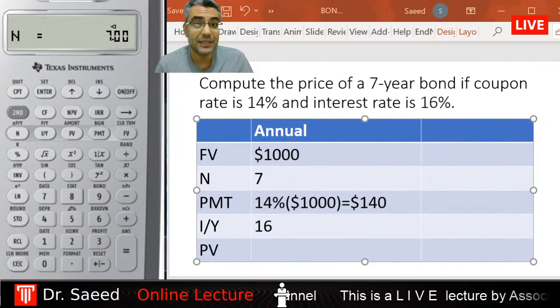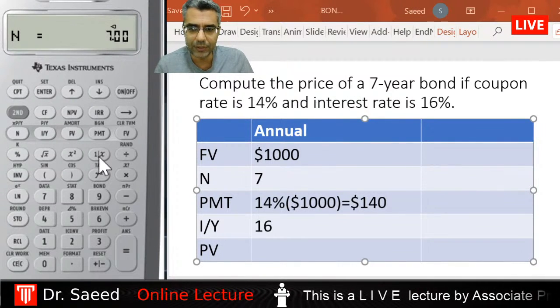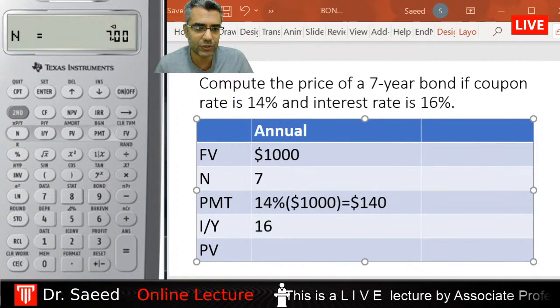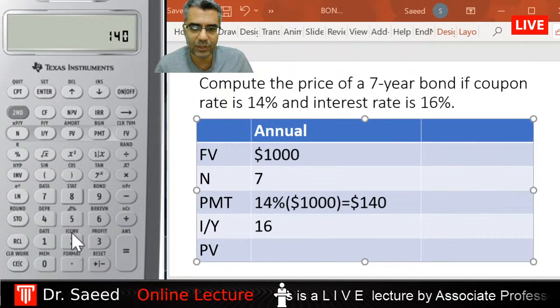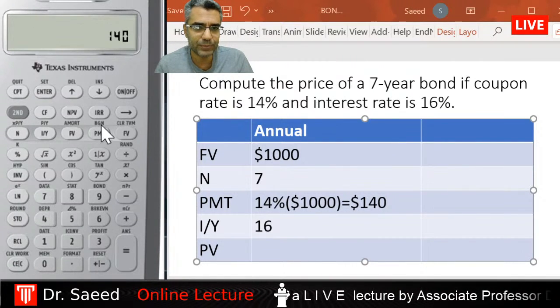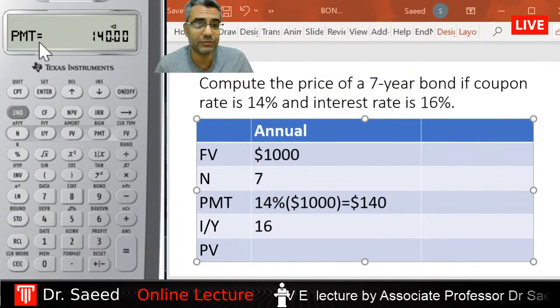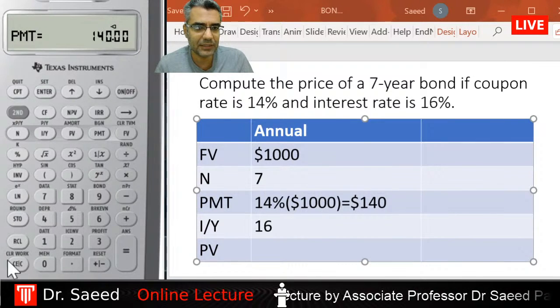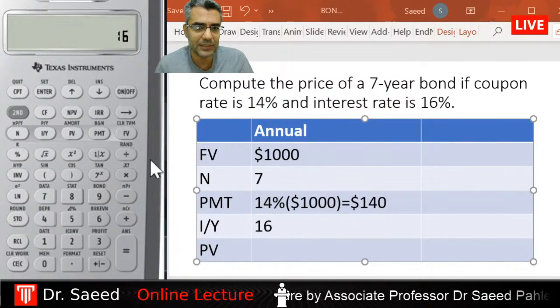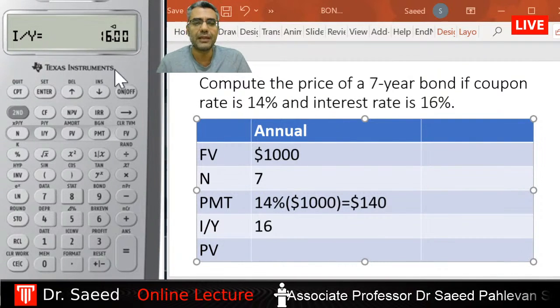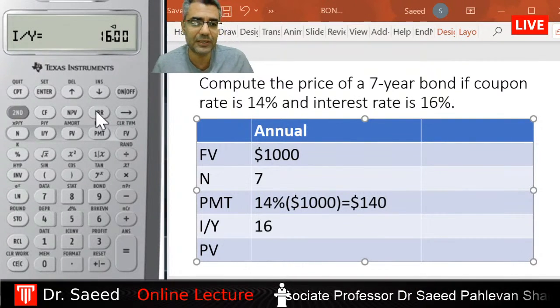You see again, there is a triangle assigned to n. Then the next one, 140: press 140, and it is assigned to PMT. So press PMT here. Again, the triangle means 140 is in payment or coupon. And 16 is I over Y, the interest rate. So I press I over Y. We have already entered everything into the calculator.